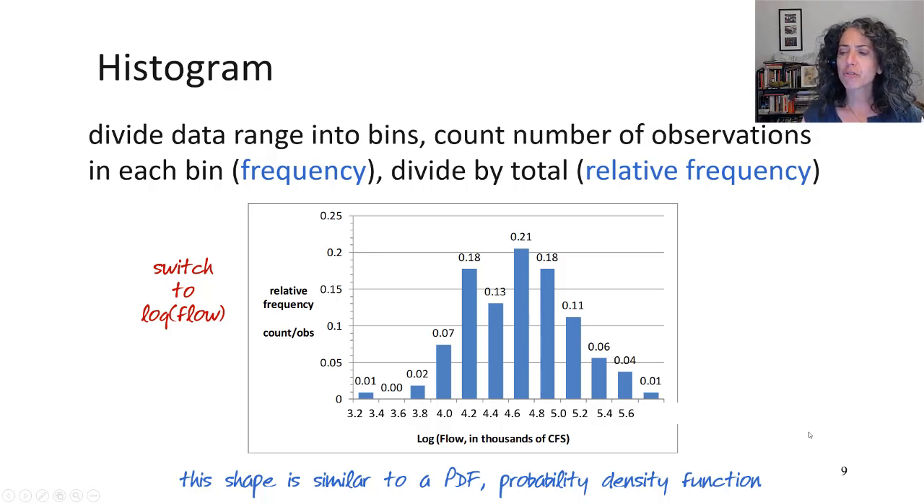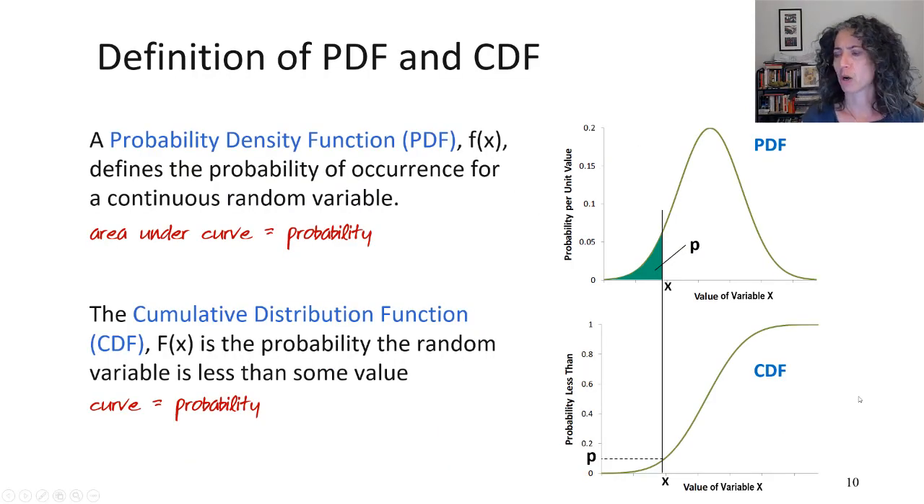So the histogram, as a reminder, is an estimate of the probability density function, or PDF. So, quick flashback to two of our forms of representing a probability distribution.